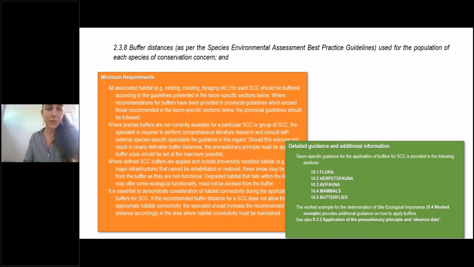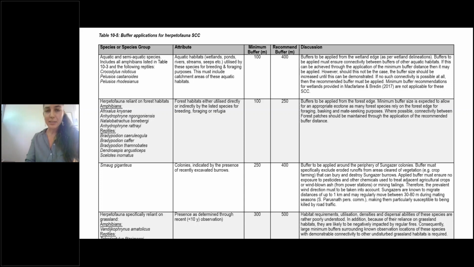So here's another example. There's a requirement in the protocol that buffers need to be included if species of conservation concern occur on the site. So when you're considering the impact on that species, you have to include the buffers. And so again, minimum requirements of how to identify the buffers. And then we've provided in each of the specific taxon sections what are appropriate buffers for the species. And you get tables like this in the guideline, which show exactly what is required, and also a motivation for why it's necessary, and which species it applies to. So you can see here in this example.